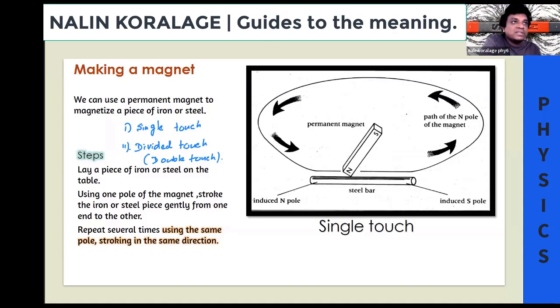Now, actually, out of these two methods, the first method, the single touch method, is the one you are intended to go through at this age, right? So you can get to know about the divided touch method a little later, while you are doing your advanced level, right? For the time being, we are just going to stick to this particular method, single touch. Now, the slide says we can use a permanent magnet to magnetize a piece of iron or steel.